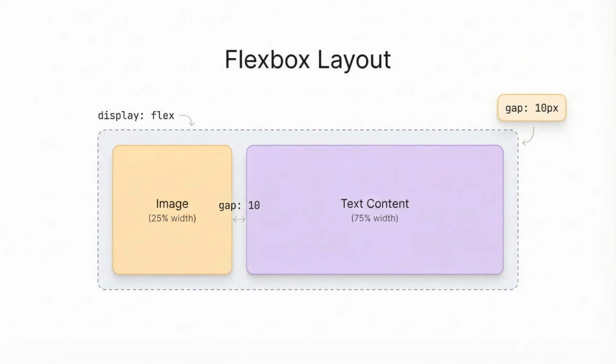To add breathing room between those two children, the instructor adds a gap property on the parent container, something like gap 10. This pushes the children apart without needing margins on individual elements. It's a clean, contained way to manage spacing inside a Flex container.